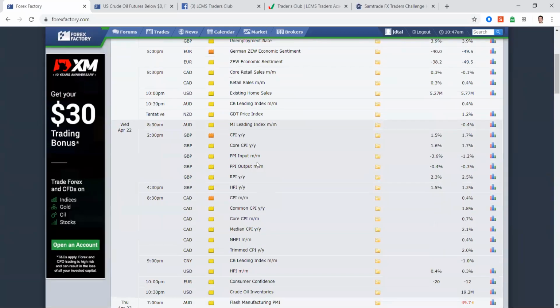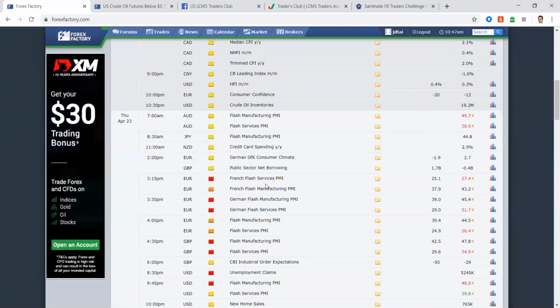Later in the week, again, not much Euro news. On Thursday, though, we will see quite a lot of Euro news. We will see the French PMI. We will see the German manufacturing PMI. We will see even the pound PMI, and we see the overall Eurozone manufacturing and services PMI as well.